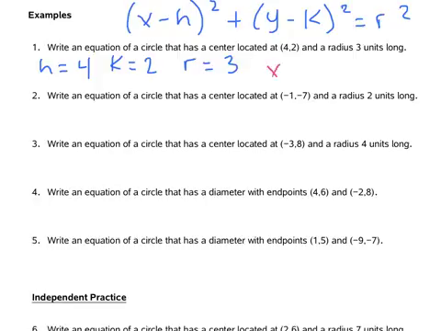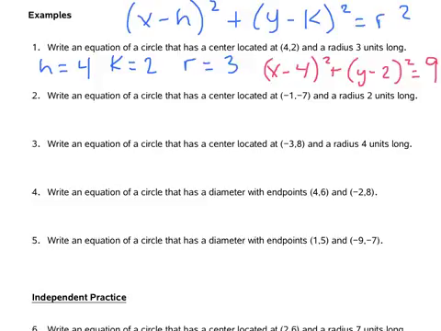So we have (x − 4)² plus (y − 2)² equals 3 squared, or 9. And there's our equation of our circle. Let's look at the next one.